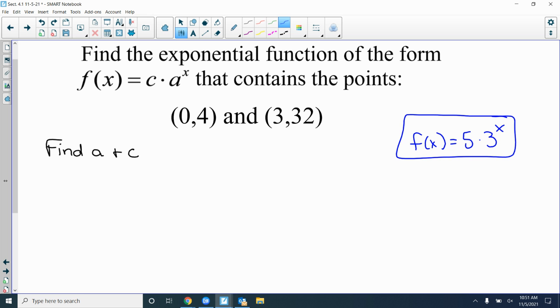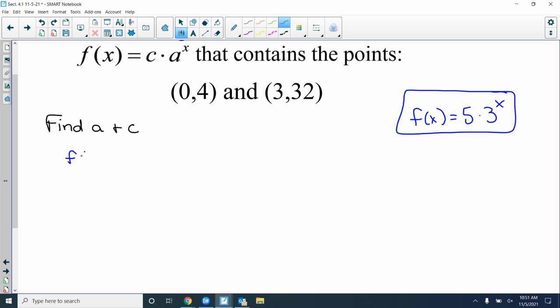And this is all we've got. Take that form, and we've got 2 points. Plug one of the points in. Which point would be better to plug in? 0, 4. All right, plug it into f of x, into just the general form: f of x equals c times a to the x.